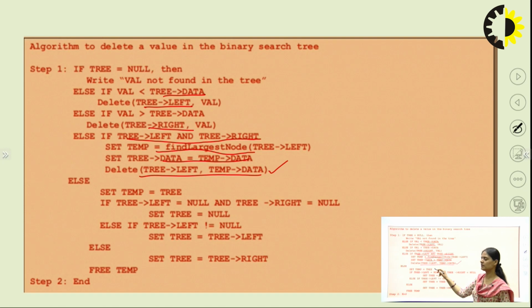Else, set temp equal to tree. If tree of left is null and tree of right is null, it means there is no child node, so we simply delete it and set tree equal to null. If tree of left is not equal to null or the right is not equal to null, it means it has a single child, so we set tree equal to tree of left if left is not null, or tree equal to tree of right if it is not null. And at last we free the temp. So this is the algorithm for deletion in the binary search tree.